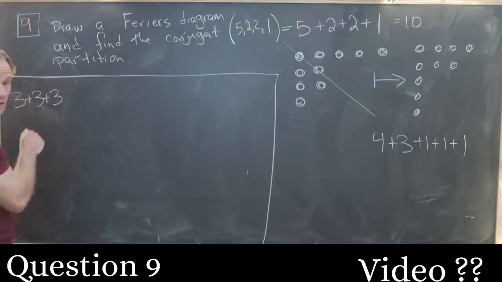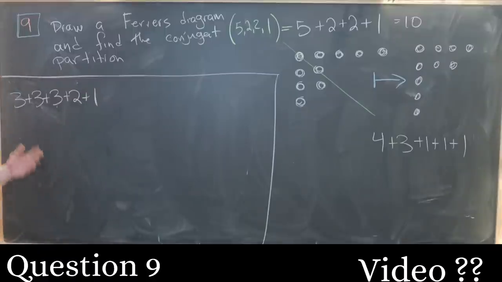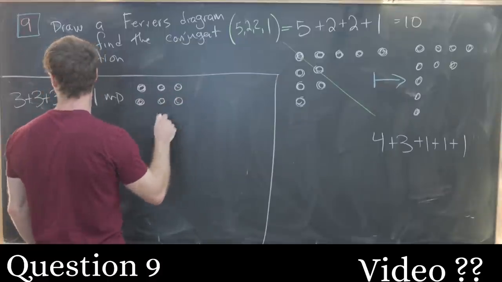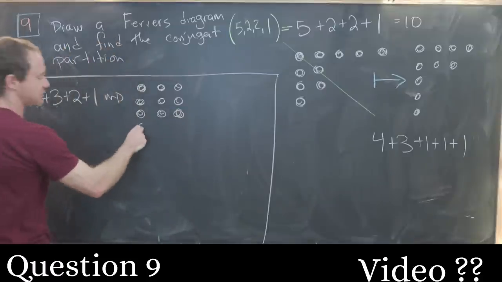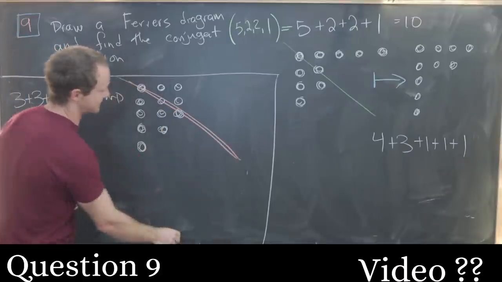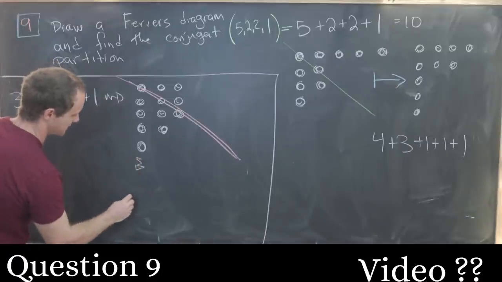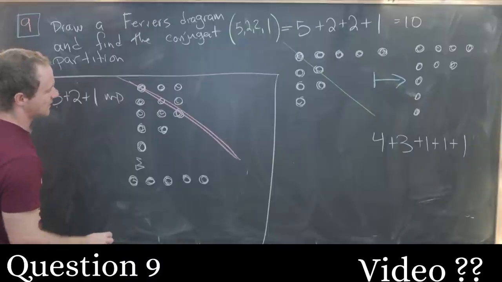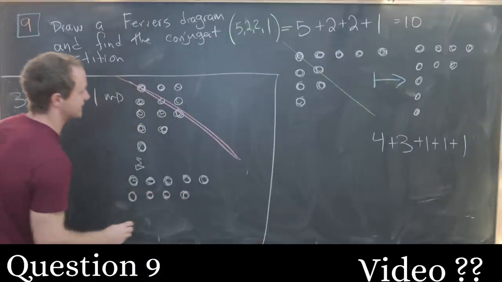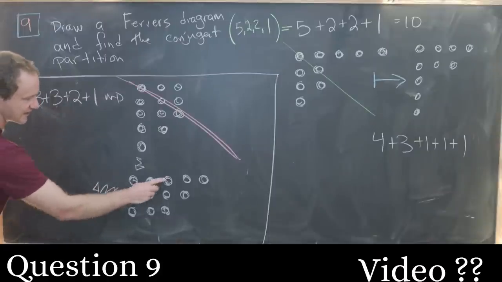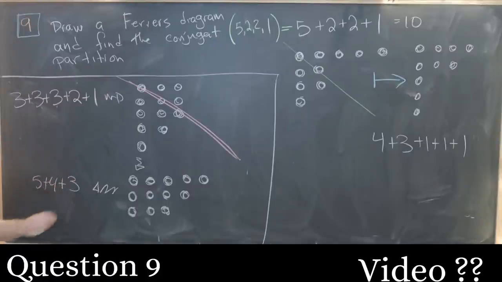So let's see, 3 plus 3 plus 3 plus 2 plus 1. So that's a partition of 12. The Ferrers diagram will have three rows of three dots, and then 2, and then 1. So we want to reflect by that pink line. That'll give us 5 dots in the first row, then 4 in the second row, 3 in the third row, and that's it. Is that right? Yeah. And what partition is that? That is 5 plus 4 plus 3. Okay, so that's the conjugate partition for this one right here. Okay, nice.